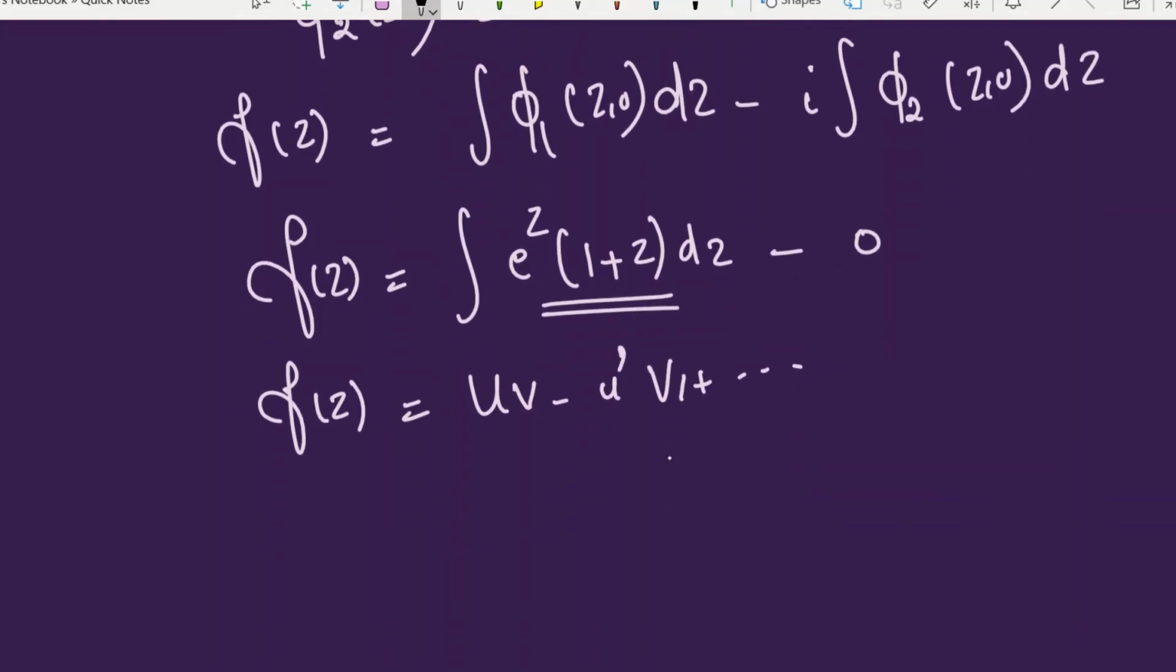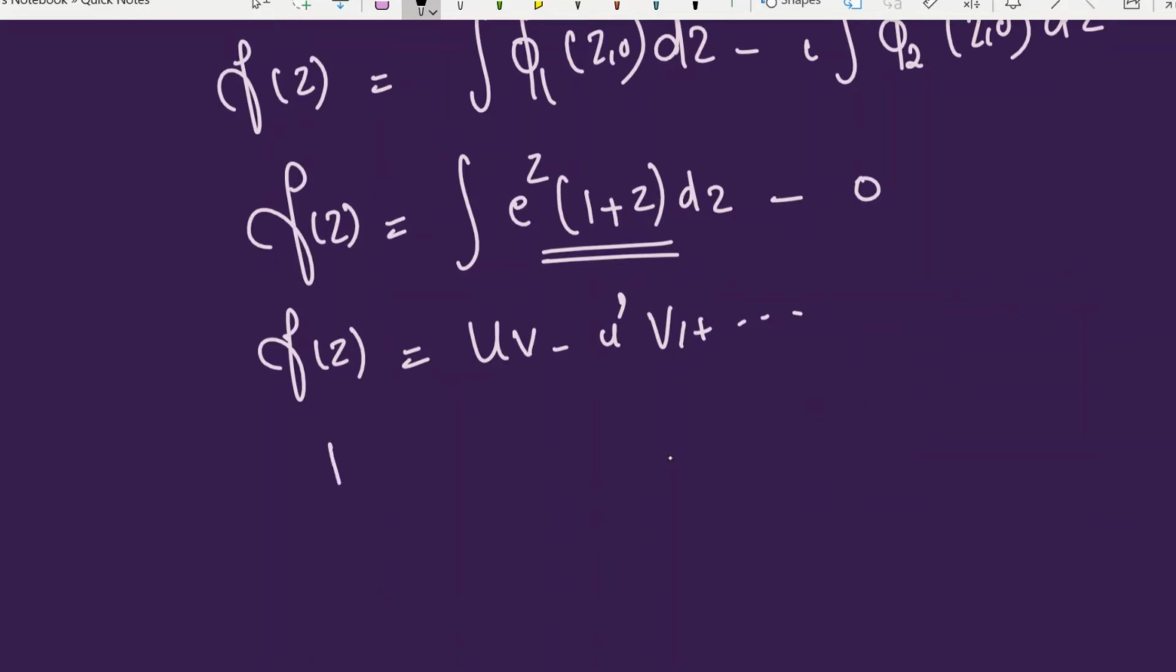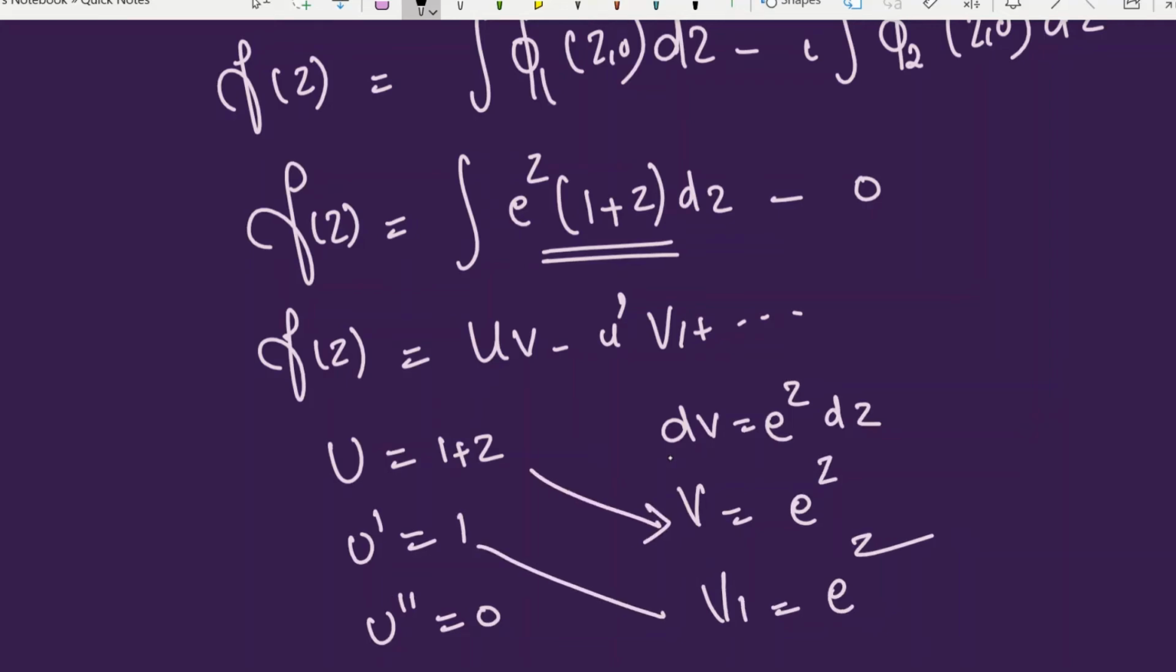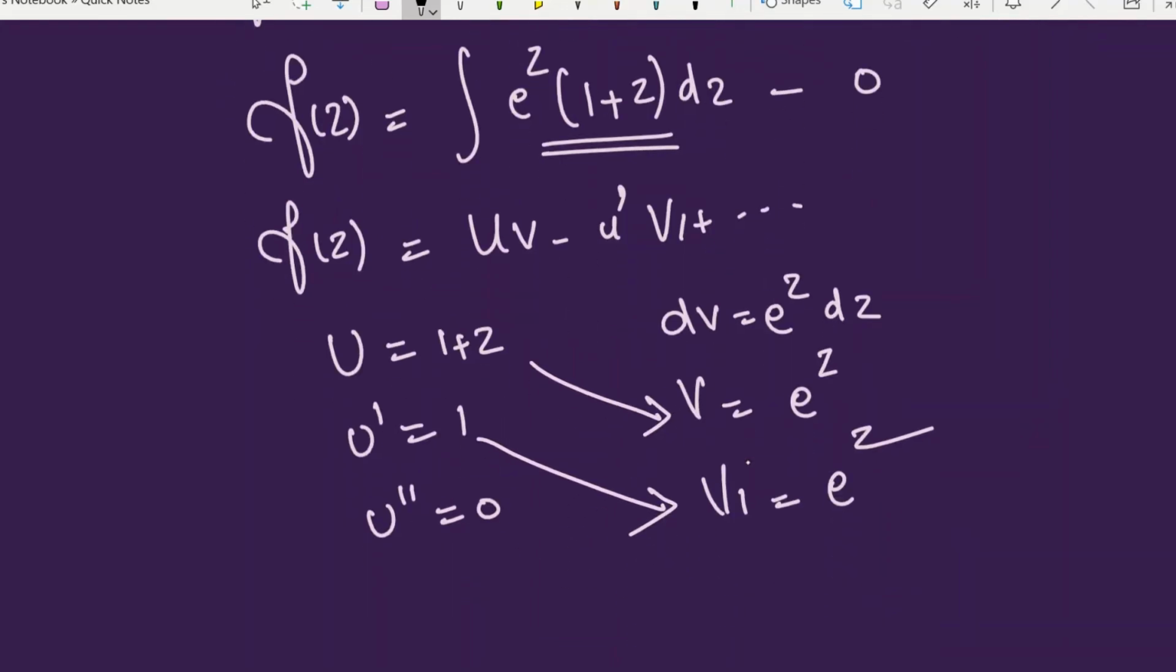Now u is our algebraic term, u is 1 plus z, and the remaining term is dv, e power z dz. U dash is 1, u double dash is 0, and v is e power z, whose integration is e power z, v1 again e power z. The formula is uv minus u dash v1. Substitute the terms: (1 plus z) e power z minus e power z.